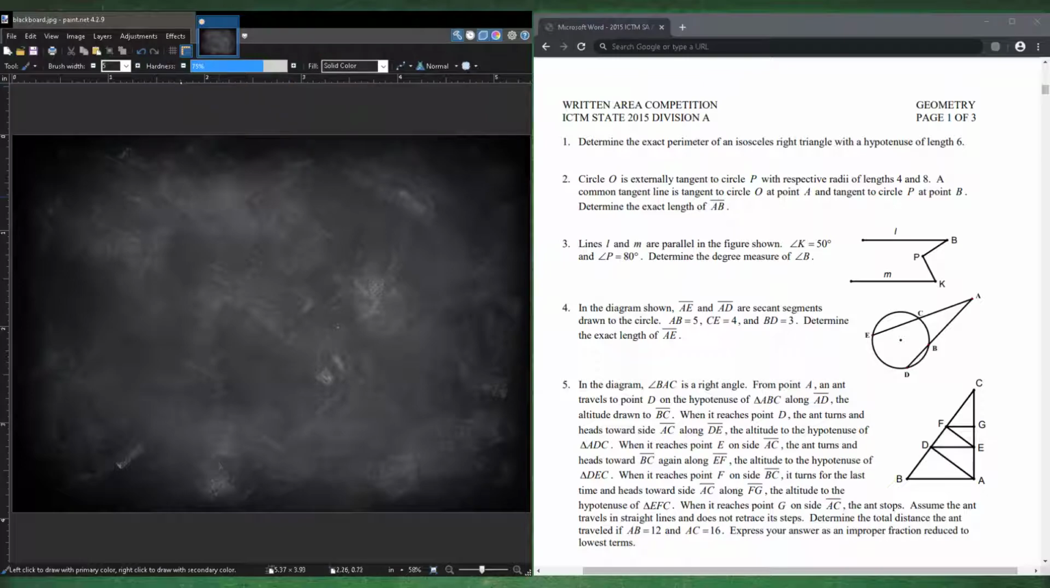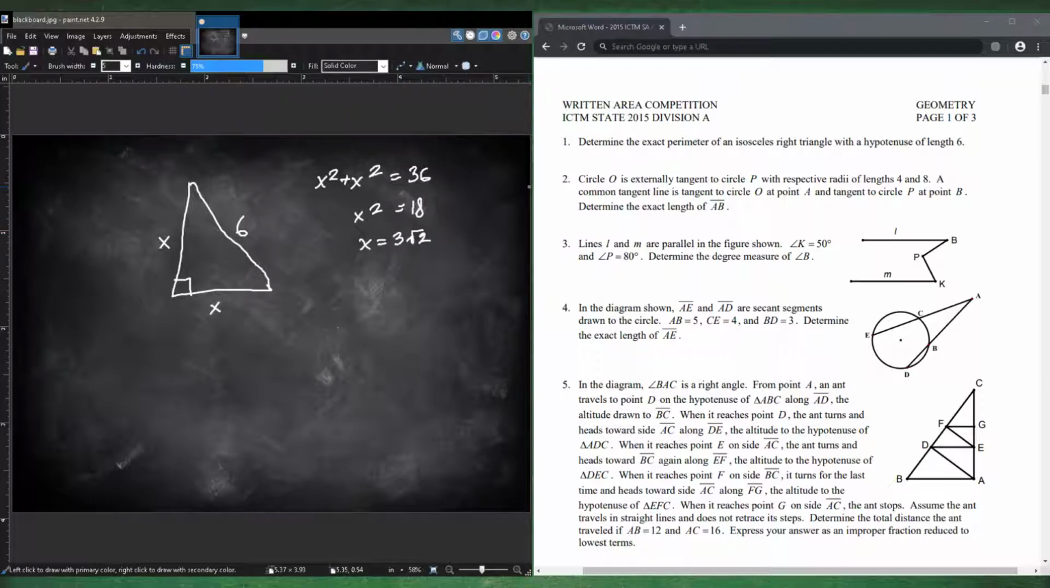Okay, number 1. Determine the exact perimeter of an isosceles right triangle with a hypotenuse of length 6. Usually for geometry you want to draw a picture, and it says isosceles, so this is x and this is also x, and we call this 6, right? Using the Pythagorean theorem, x squared plus x squared equals hypotenuse squared, which is 36. So x squared is equal to 18, so x is equal to square root 18, which is 3 square root 2.